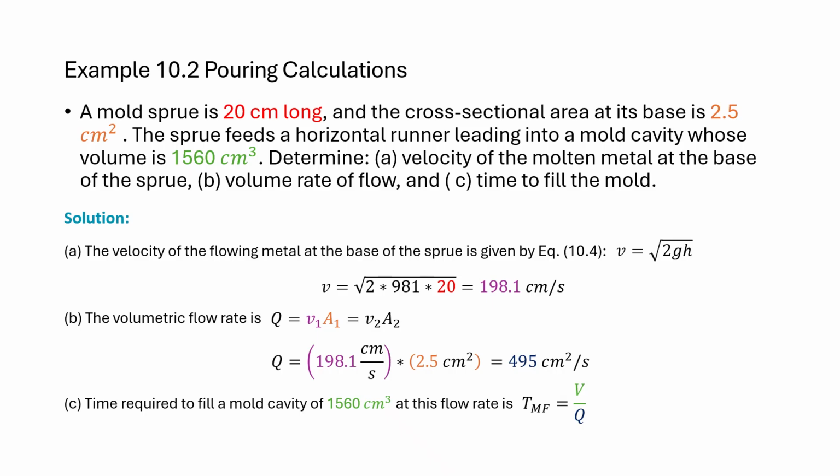Finally, we come to the time required for the filling of the mold, where the volume is 1,560 cubic centimeters. So now we have the volume divided by the Q, and we get the answer to be equal to 3.2 seconds. That's it. That's how we do the calculation for the time required to fill the cavity. Just remember, this is the minimum.